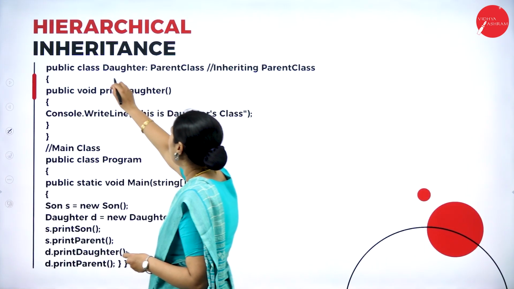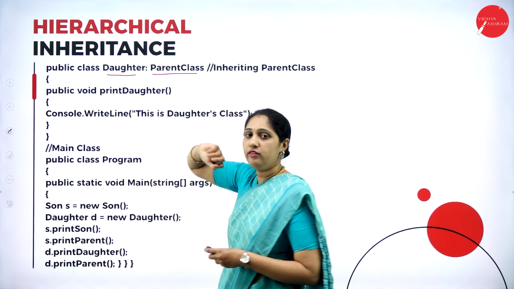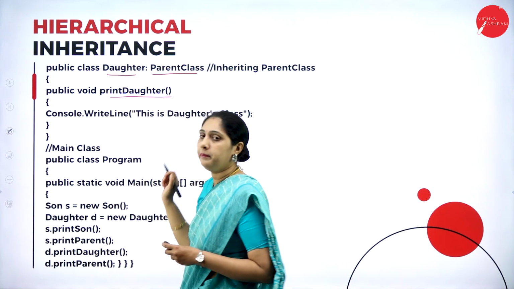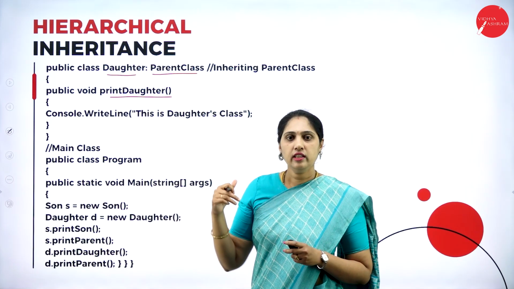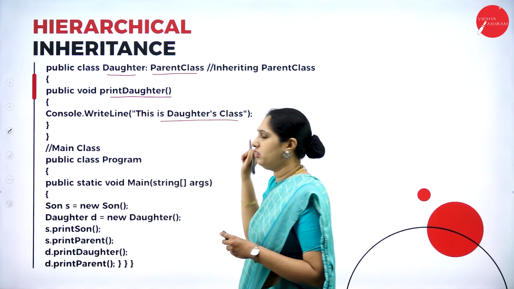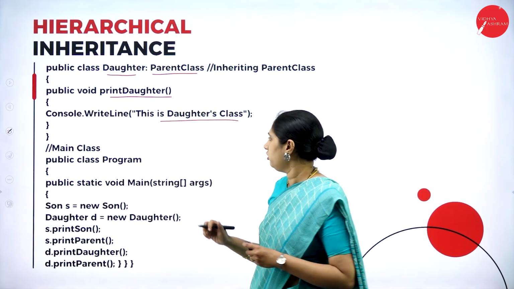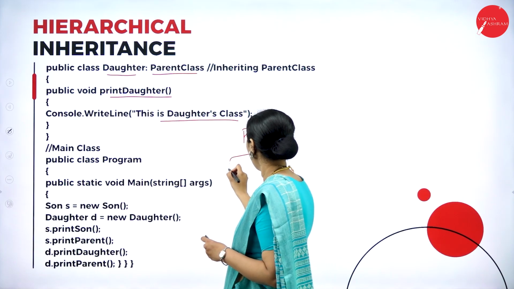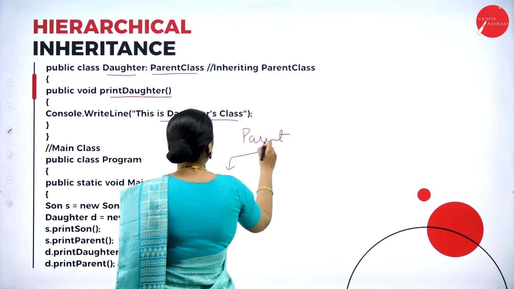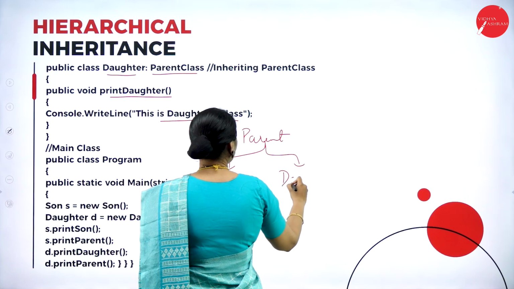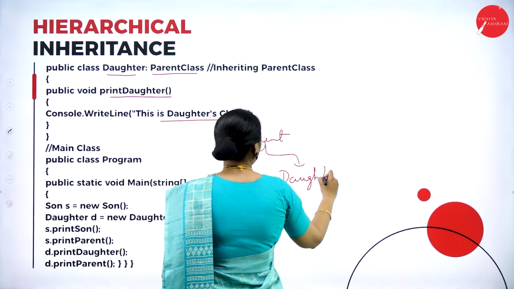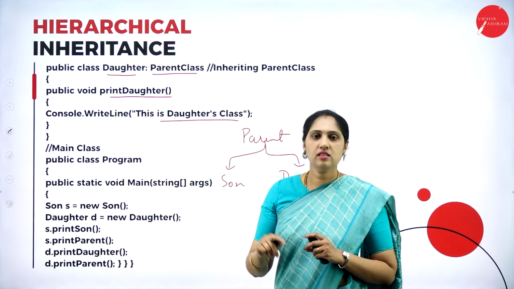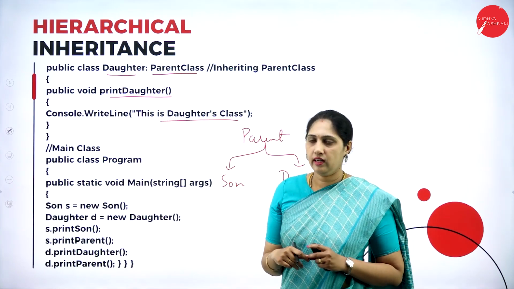So next is the daughter class. Again it is inherited from the parent class. So again you have a message in the print daughter method. In that, what will be printed? This is daughter's class. So you have understood, right? This is parent. From the parent you have son and daughter. This is hierarchical inheritance. So even son and daughter will have one superclass, one parent. So that is parent class.